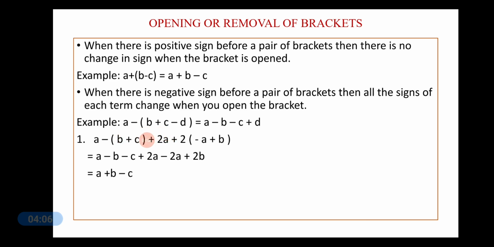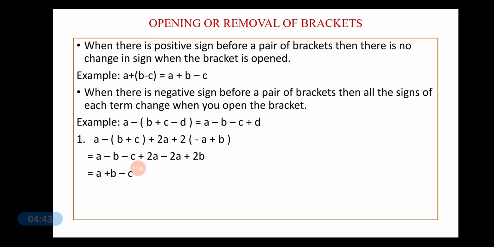So this A will remain the same as it is. Now minus into B will give minus B, minus into plus C will give minus C, and minus into minus D will give plus D. That is, when a negative sign is multiplied with a positive sign, you get a negative sign. But when a negative sign is multiplied to another negative sign, then you get a plus. So children, this must be taken care of when you are solving the sums.